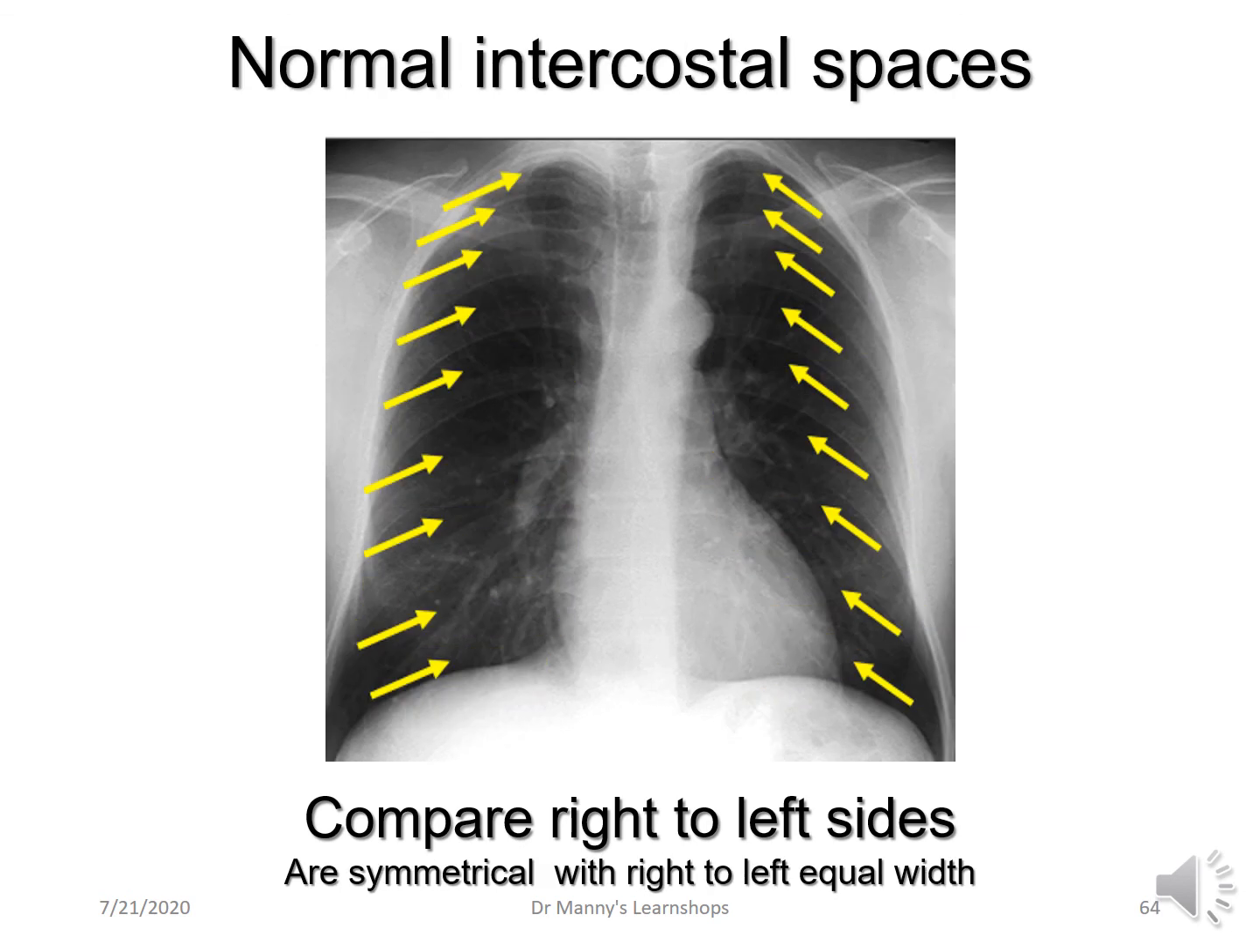Look at the intercostal spaces, because they can be an indication of whether things are problematic, like in a pneumothorax, for example, or chronic lung disease. Always compare the right to the left side and make sure that they're symmetrical with the right and left at the same level with equal width.